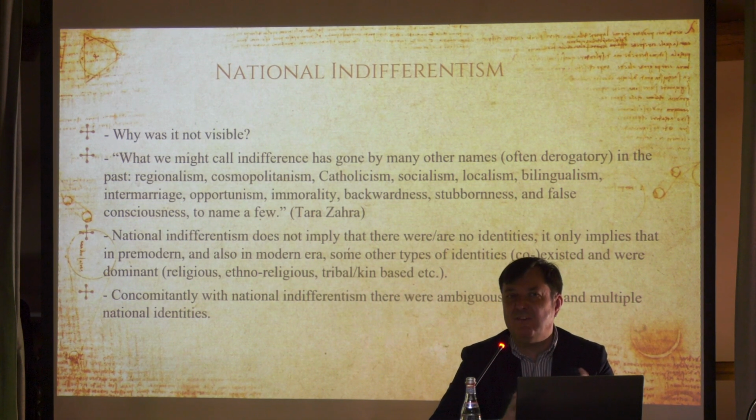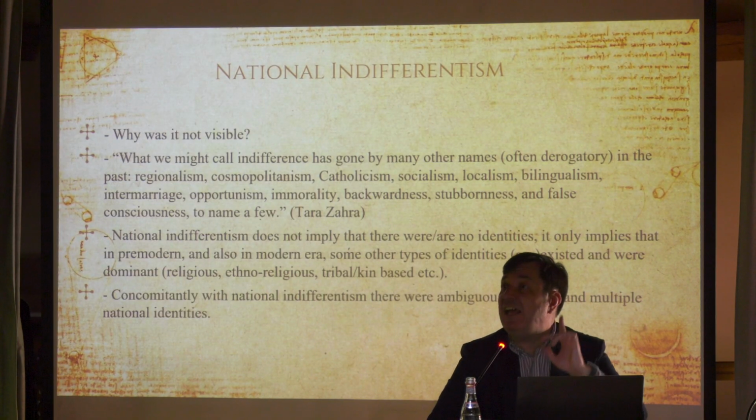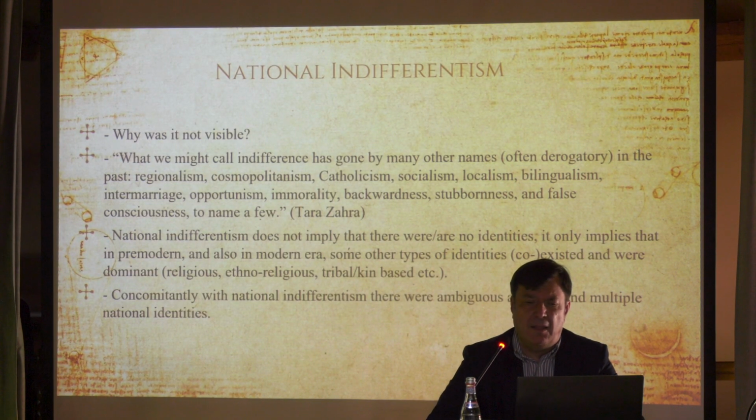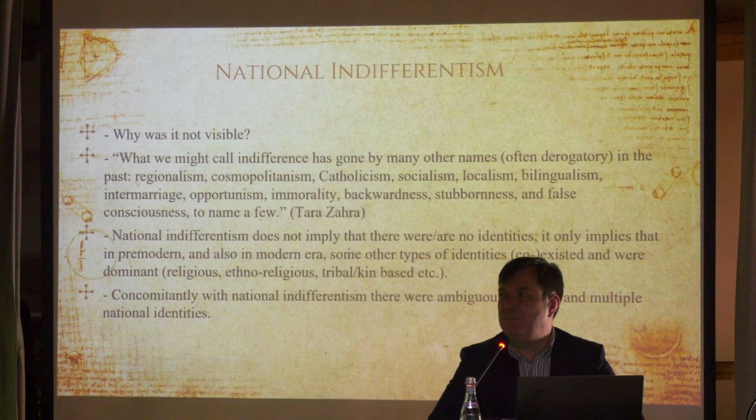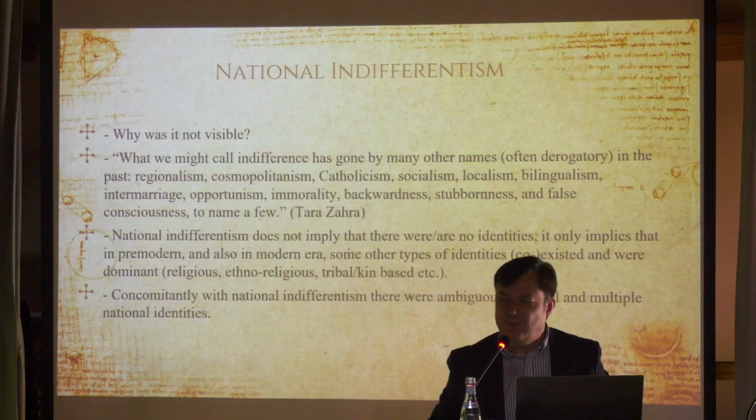So they noticed that there were populations which did not identify with the mainstream of national propaganda. But some called them regionalists, cosmopolitans, Catholics in a negative sense, socialists, locals, bilingual people, but with stress, bilingual people. That's something we should be afraid of. They are people who are involved in intermarriages. They are opportunists, immoral people, backward people, stubborn people, people with false consciousness. So now we need to reread all these sources to see if they all come under this category or not, or which of them do.